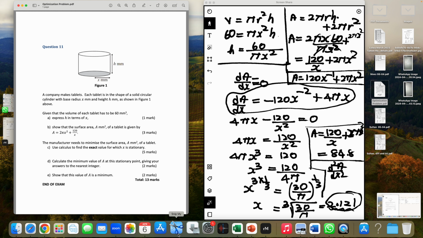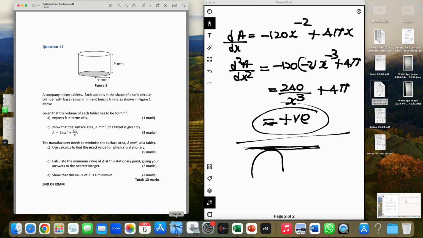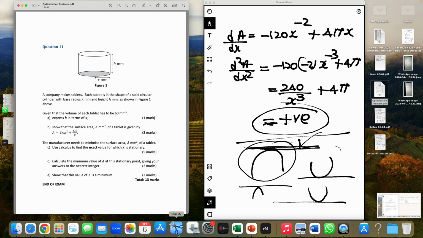Then they are asking that it should be minimum. We need to show this area is minimum because dA by dx is equal to 0 at a maximum also. At a minimum also the gradient is 0. Here also the gradient is 0. Either it is maximum or it is minimum, it doesn't bother. But if you differentiate again and the result is negative, then that is a maximum. If it is positive, then it is a minimum. This is for when negative happens. This is when positive happens.